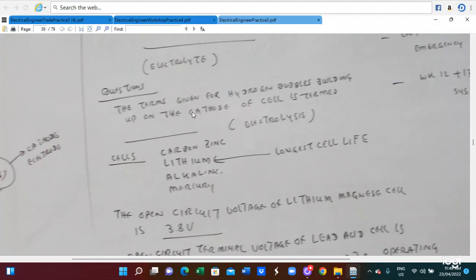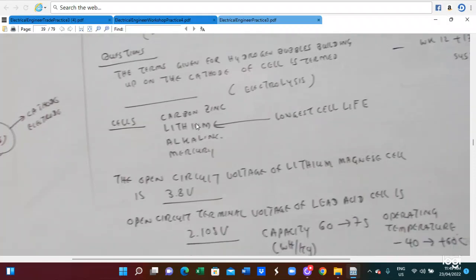Hydrogen bubbles are appearing. On the cathode, this process is the electrolysis. And the longest cell life is lithium.